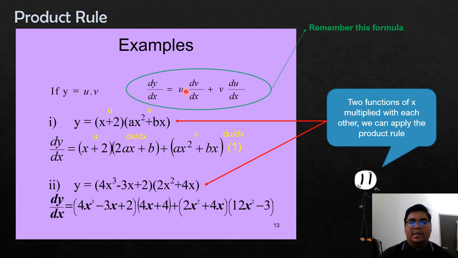By using this formula, u we put here in the front, which is x plus 2, times dv/dx. We have a v here, and we differentiate v with respect to x, and we get 2ax plus b, and there's a plus sign. Remember, it's a plus sign, not a product sign, not a multiplication sign. And then equals v, which is ax squared plus bx, times du/dx. Since du/dx is from x plus 2, the x differentiates to 1 and 2 is a constant, so it becomes 1. So we multiply this together and we get the expression for dy/dx.